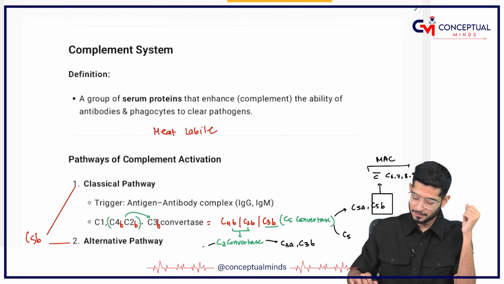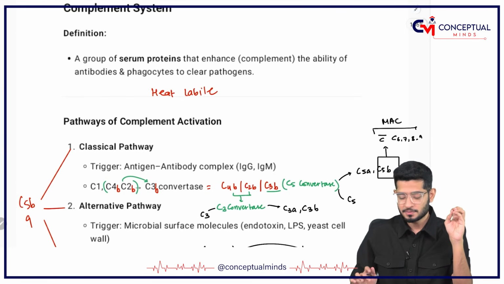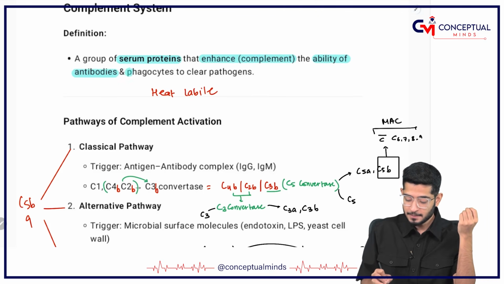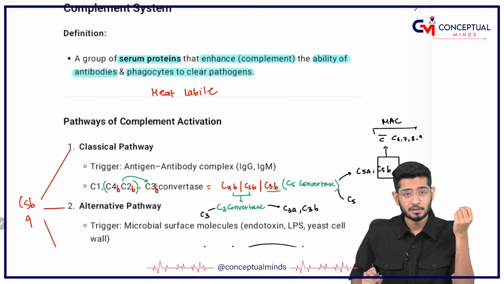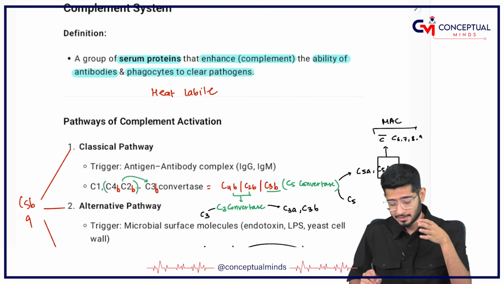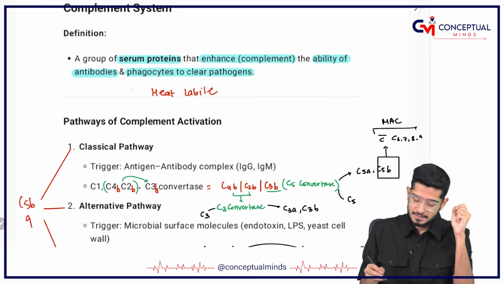Let's discuss the complement system. So what is the complement system? The complement system is a group of serum proteins that enhances or complements the ability of the antibodies and phagocytes to clear the pathogens. Basically, complement is complementing the ability of the antibodies as well as the phagocytes to clear the pathogens. Remember, all these proteins are heat labile proteins.